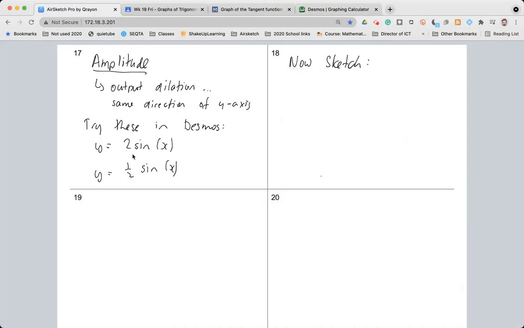So we can see that multiplying sine of x by a value will cause a dilation. Every point is either closer to or further away from the x-axis, which is why we say it's a dilation in the same direction as the y-axis. Okay, so this is what amplitude is. It's the value that we multiply the function by. So if I sketch this, I would start by drawing my axes. Let's just assume it's between 0 and 2 pi.